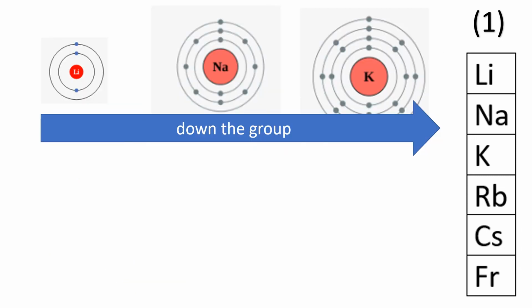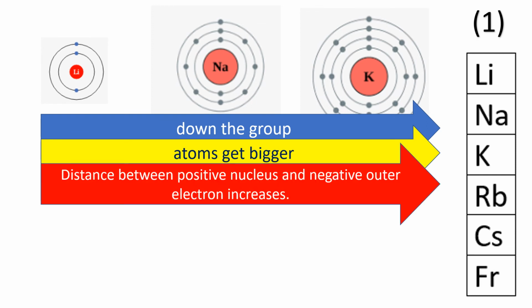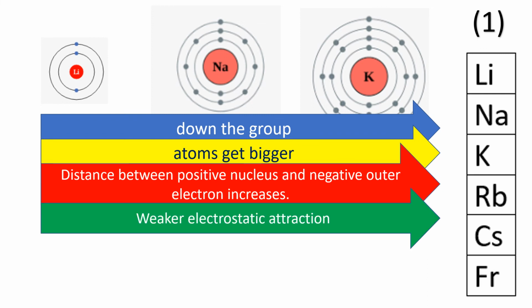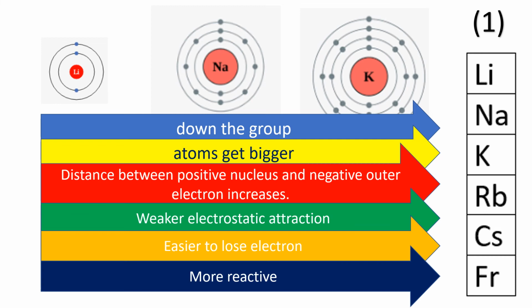So let's think about how you would write that in a great deal of detail. As you go down the group, what is happening? Well, the atoms are getting bigger. So what? Well, the distance between the positive nucleus and the negative outer electron increases. Okay, but why is that important? Well, that means there's a weaker electrostatic attraction. That means it's easier to lose an electron, and that means it becomes more reactive.